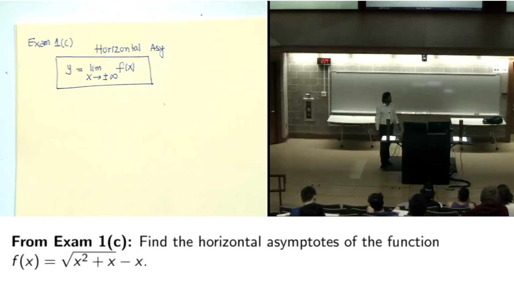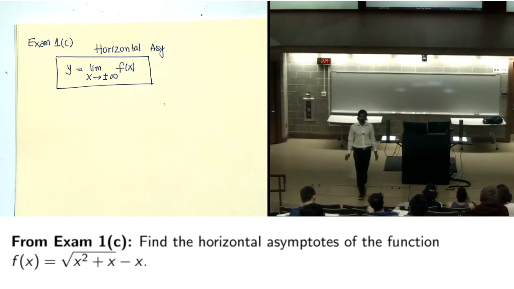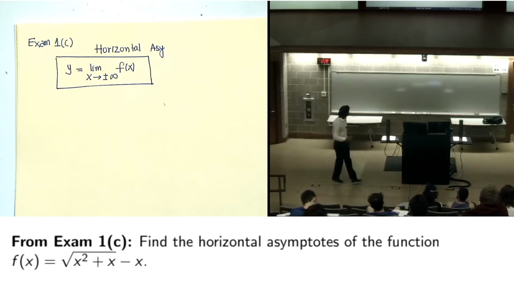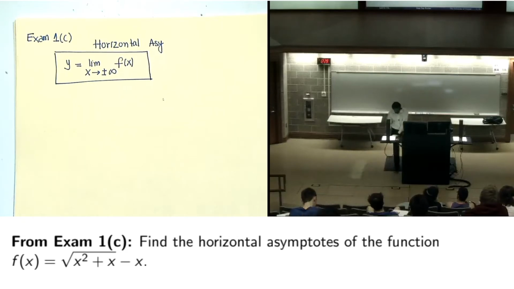Is that okay? The limit as x approaches either plus infinity or minus infinity. There are two limits, and I'm going to compute them simultaneously because there is not much difference between them. You will see, there are going to be minor differences, and I will let you know where. We're going to compute the limit of the function f. Let's see what my function is.